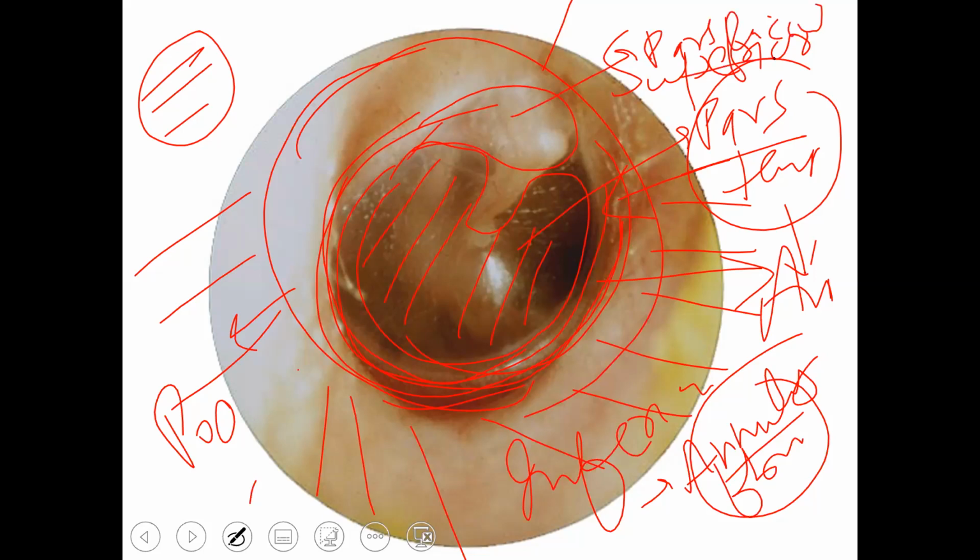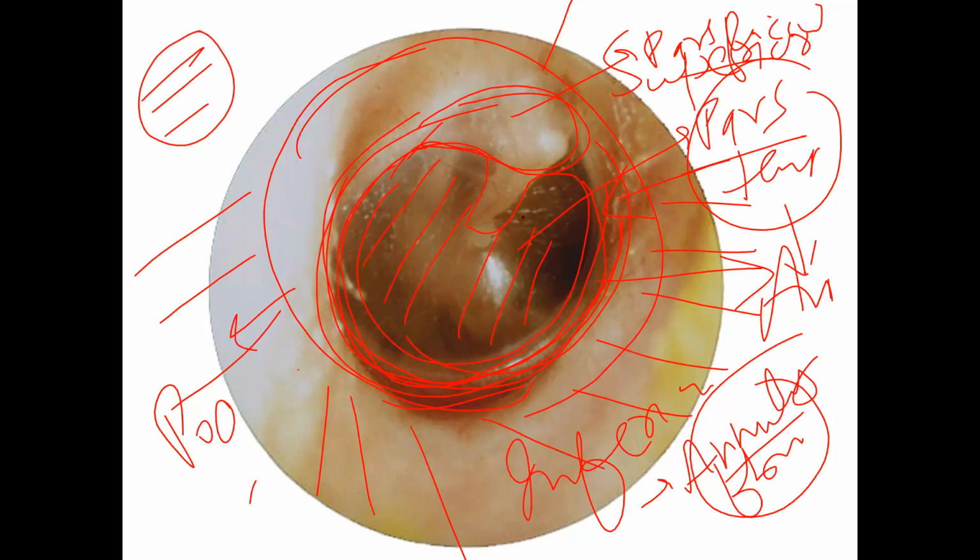Pars flaccida is the superior part of the tympanic membrane. Pars tensa is the inferior part, and the majority of the tympanic membrane is formed by pars tensa. This has three layers, but the flaccid segment, the loose, lax segment, is the superior part. It forms about 8 to 10% of the surface area of the tympanic membrane.